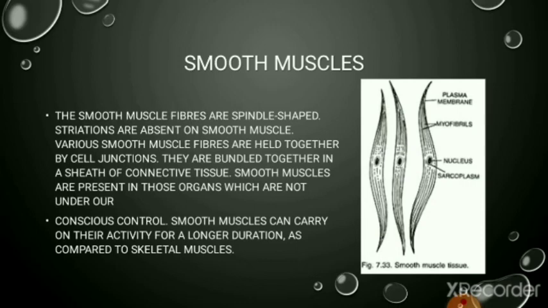As they do not have any striation, they are called non-striated, unstriated muscles. Smooth muscles can carry on their activities for a longer duration as compared to the skeletal muscles because they do not fatigue easily, so they can work for a longer time.